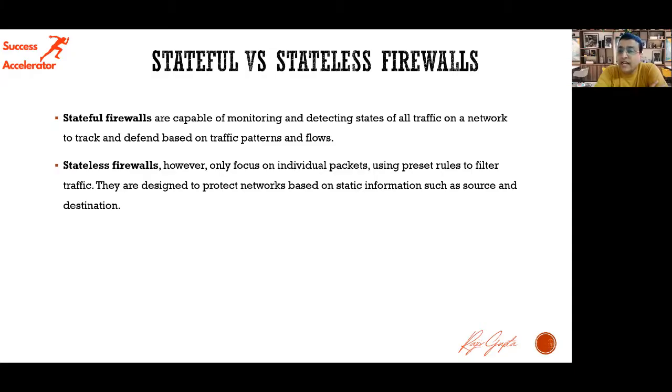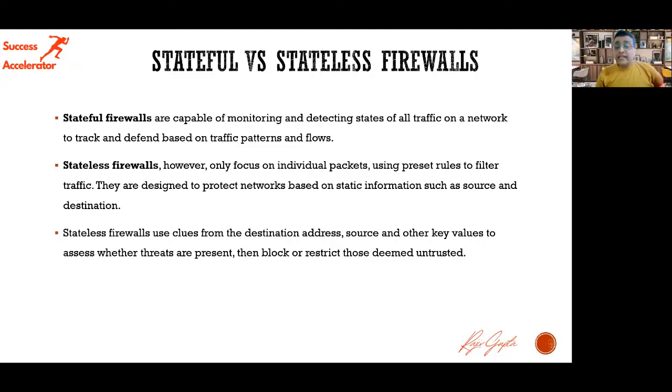Okay. So they are designed to protect the network based on static information, static rules, such as source and destination: which sources can be accessed, which destinations can be accessed. Stateless firewalls use clues from the destination address, source, and other key values to assess whether threats are present, then block or restrict them. And that is why it is very important to keep updating these static rules, because otherwise these signatures, these static rules, may become redundant or outdated.